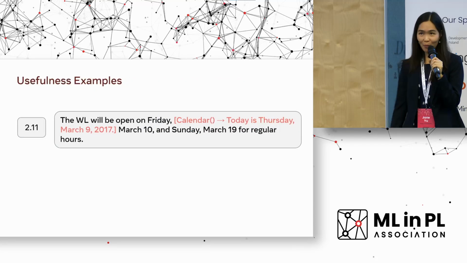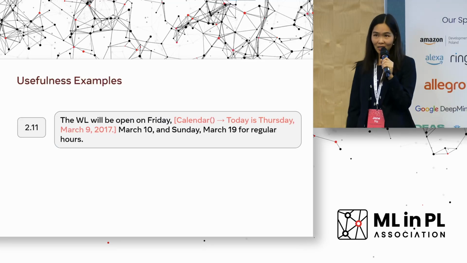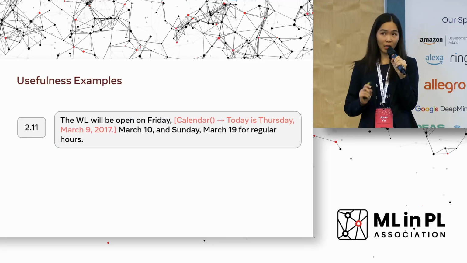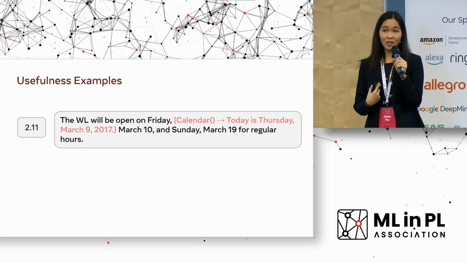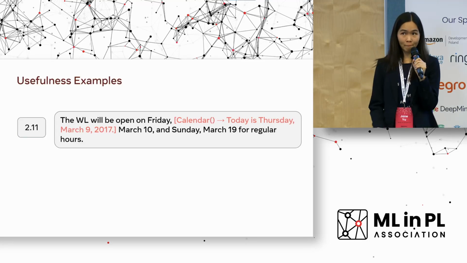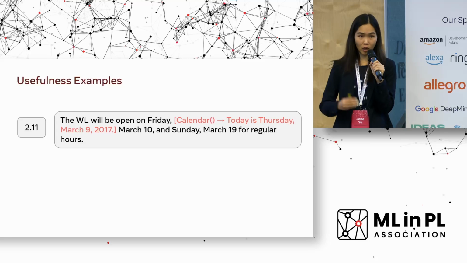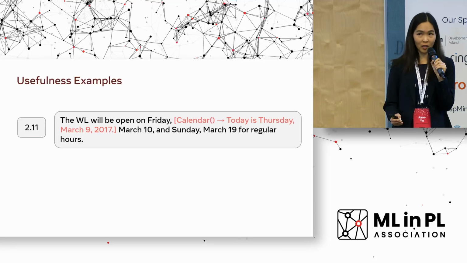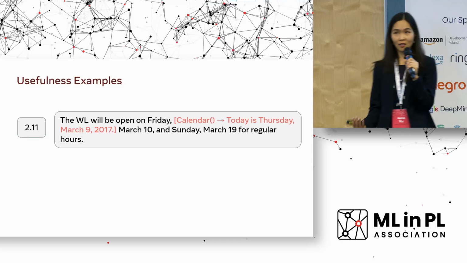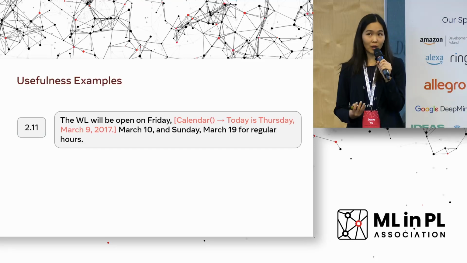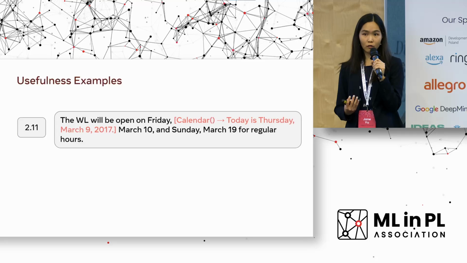Okay, so here are some examples of usefulness and the respective texts. I'm showing you the example from the calendar tool. "The WL will be open on Friday." And then the calendar tool is telling us that Thursday is March 9th. So we can infer from this that Friday is going to be March 10th. And so this is a useful API call, and it does get a high score of 2.11.